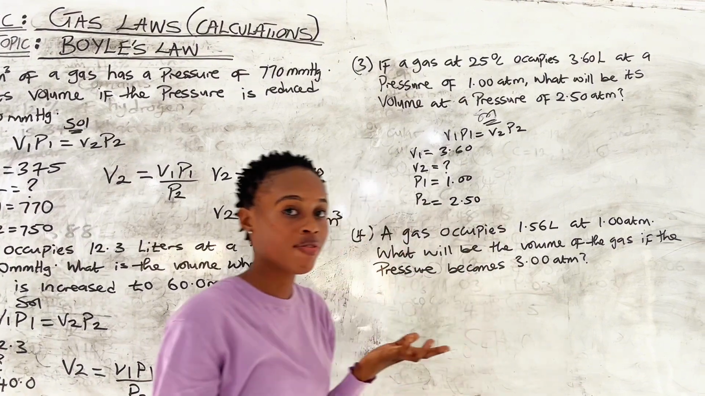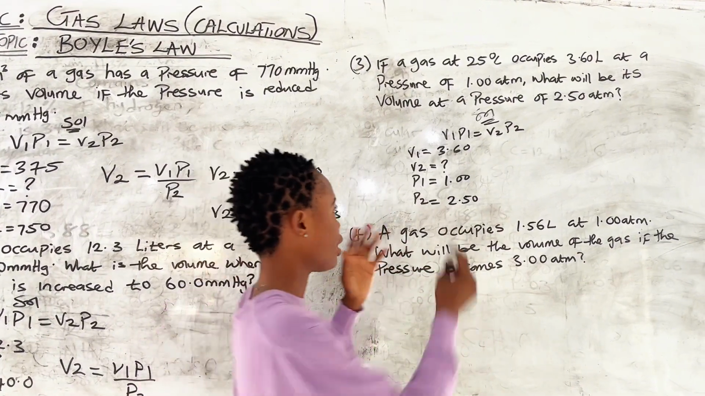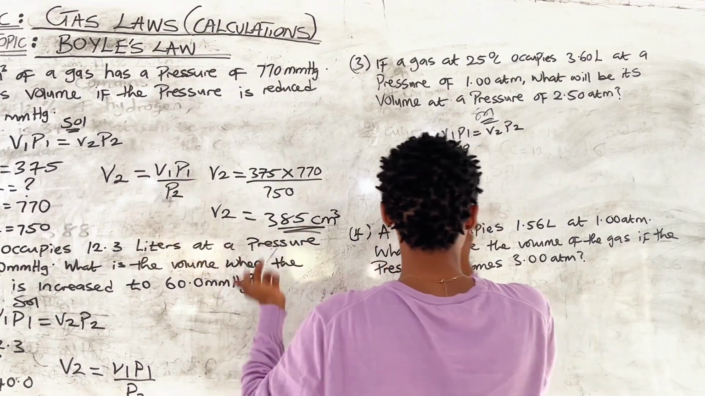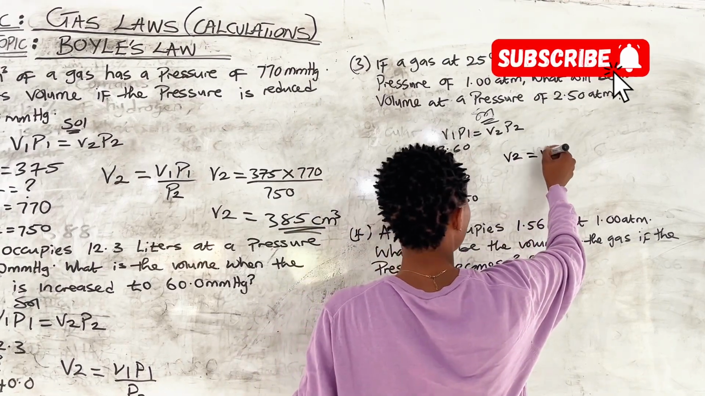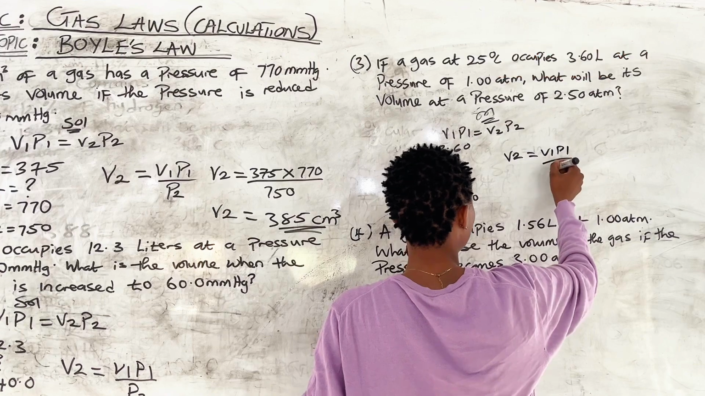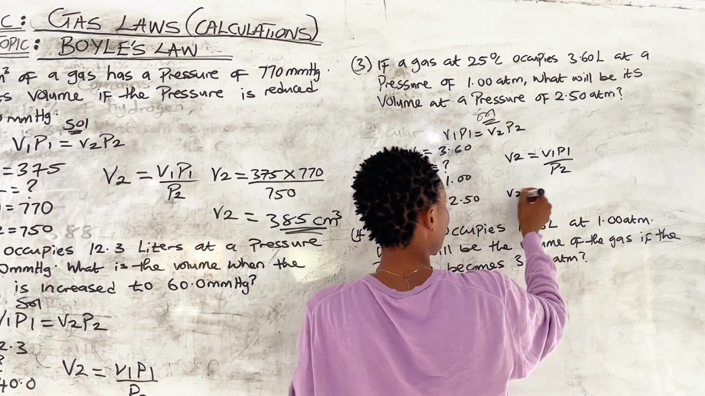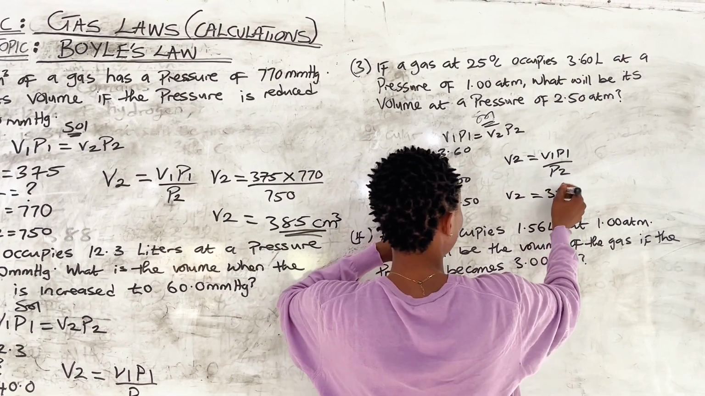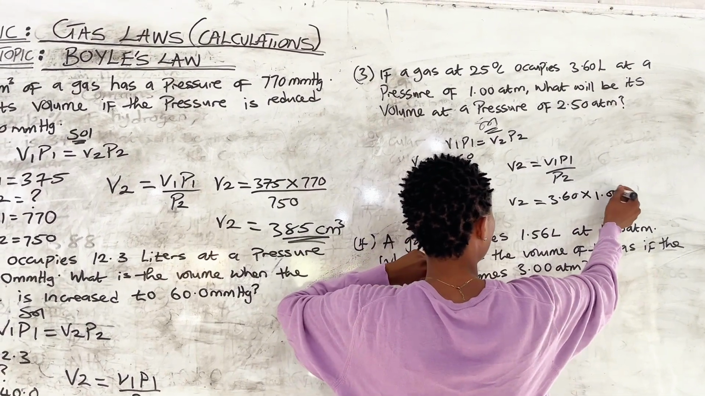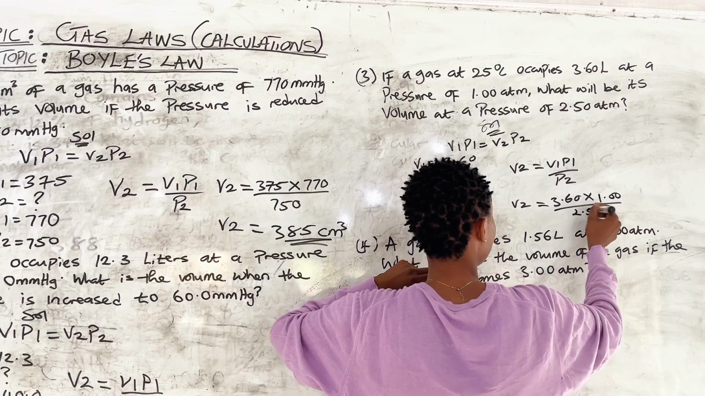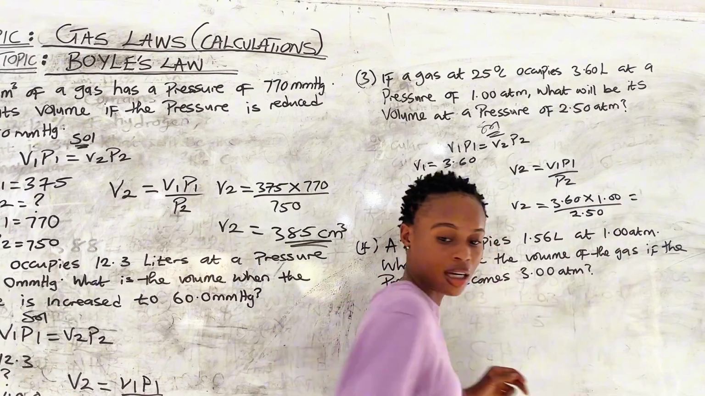So we've written out our values. Now let's write our formula. It's the same formula we'll be using because we're still looking for V2. So V2 is equal to what? V1 P1 all over what? P2. So what's our V2? Our V1, 3.60 times 1.00 all over 2.50. Let's quickly do that calculation.